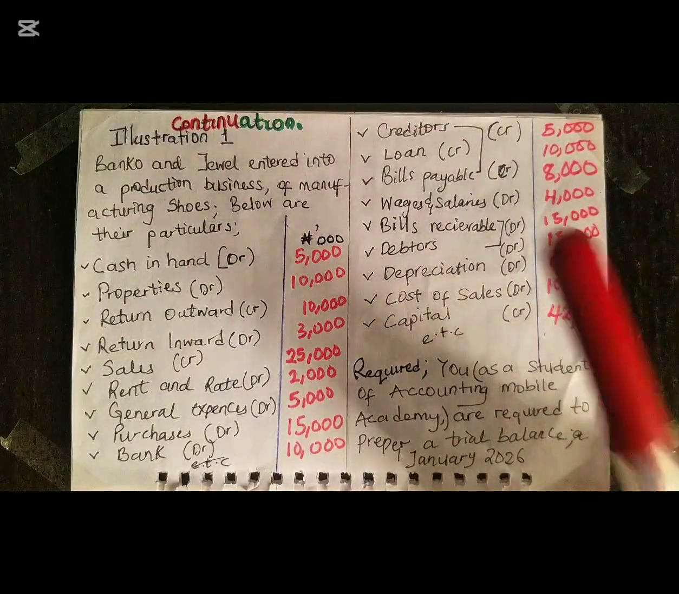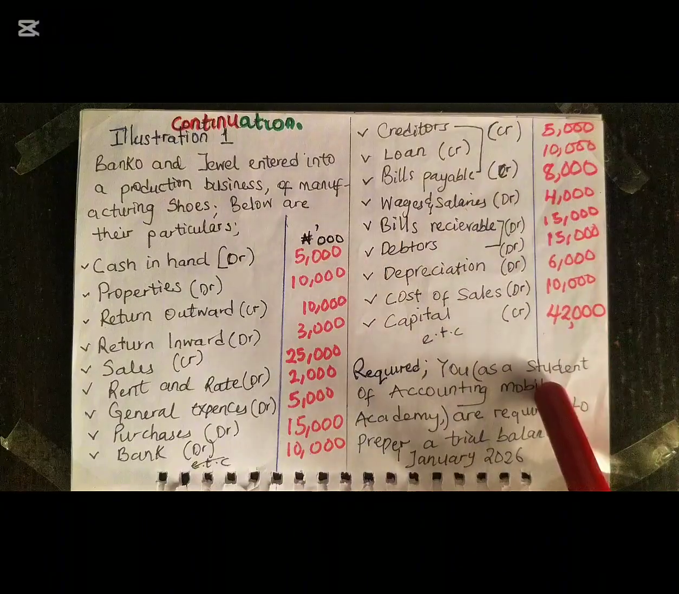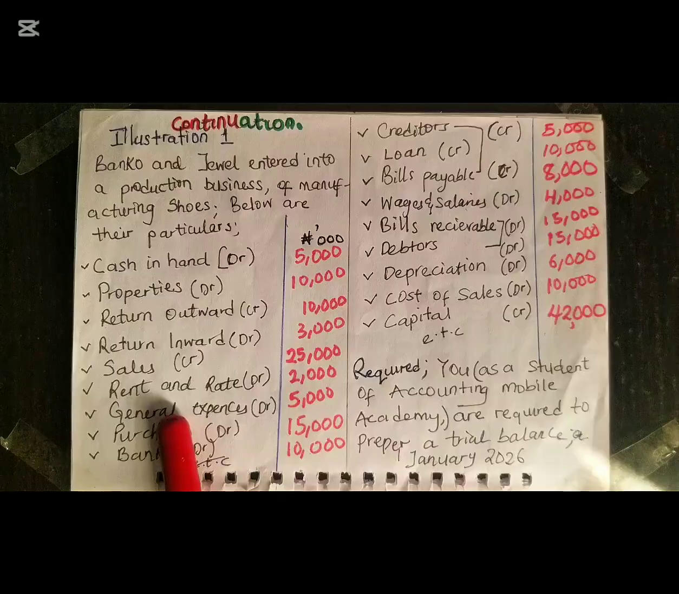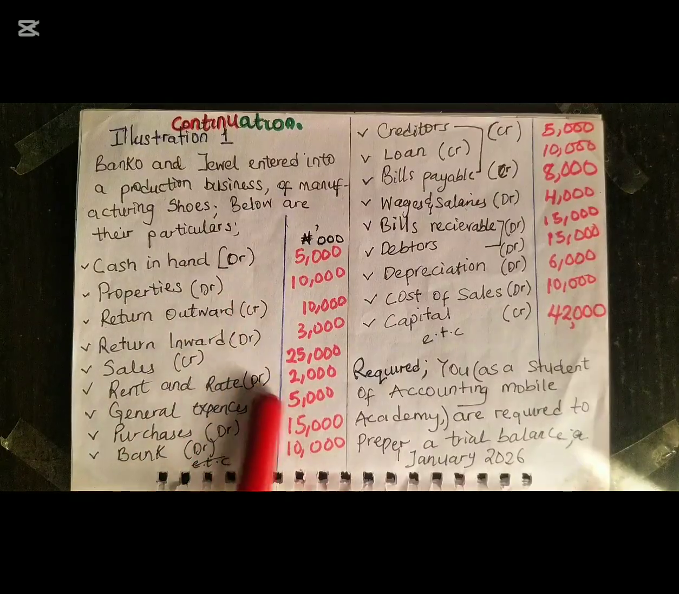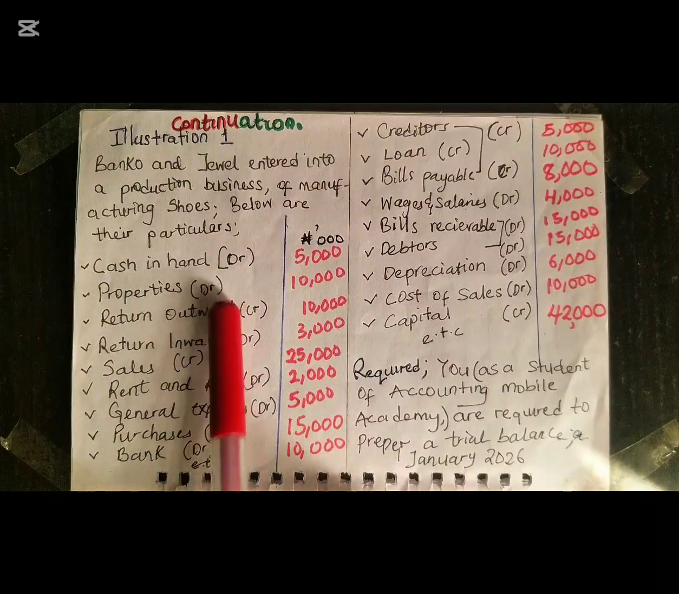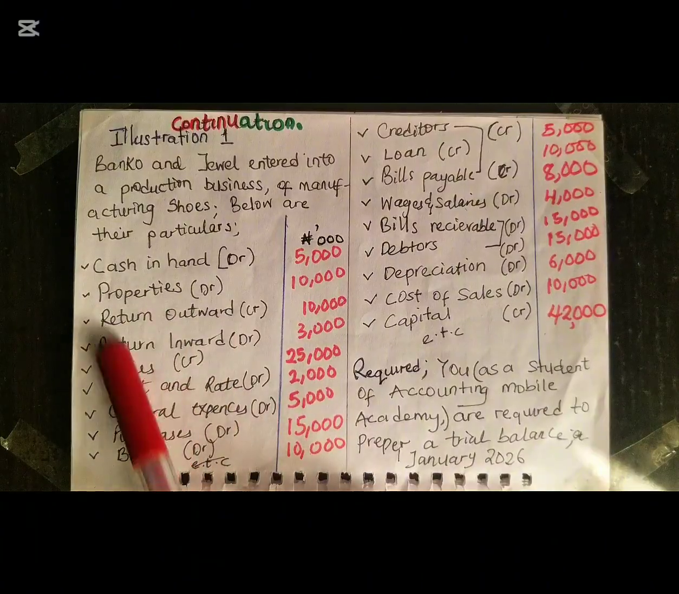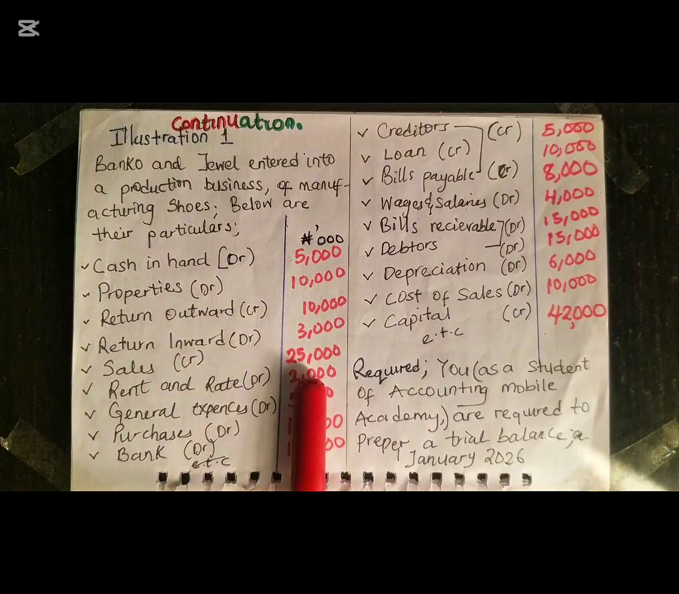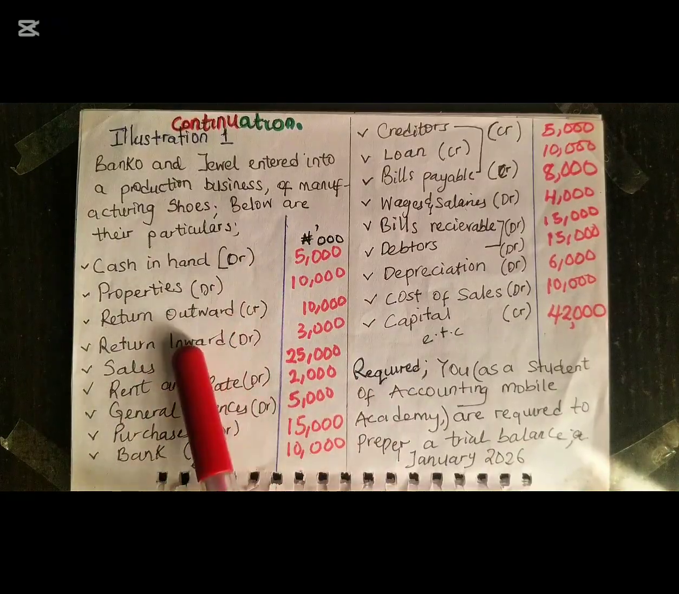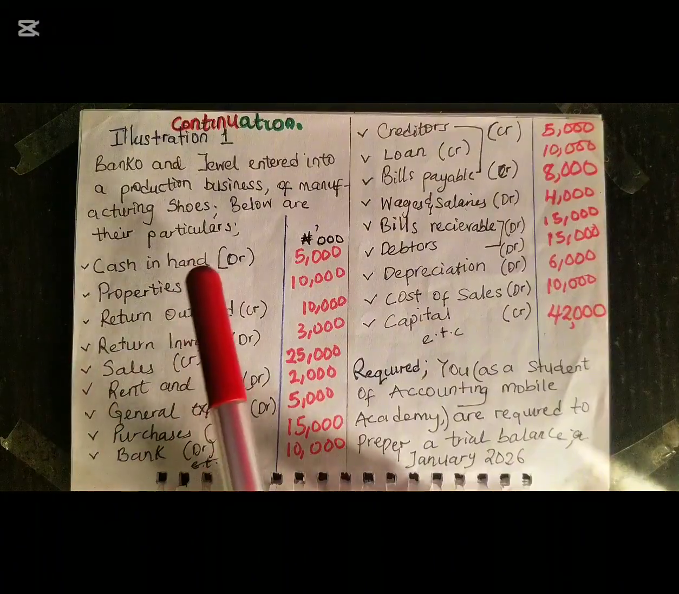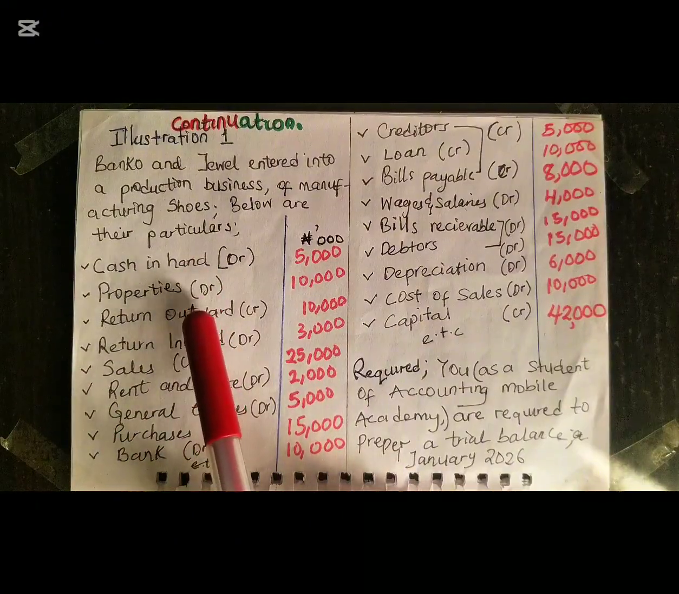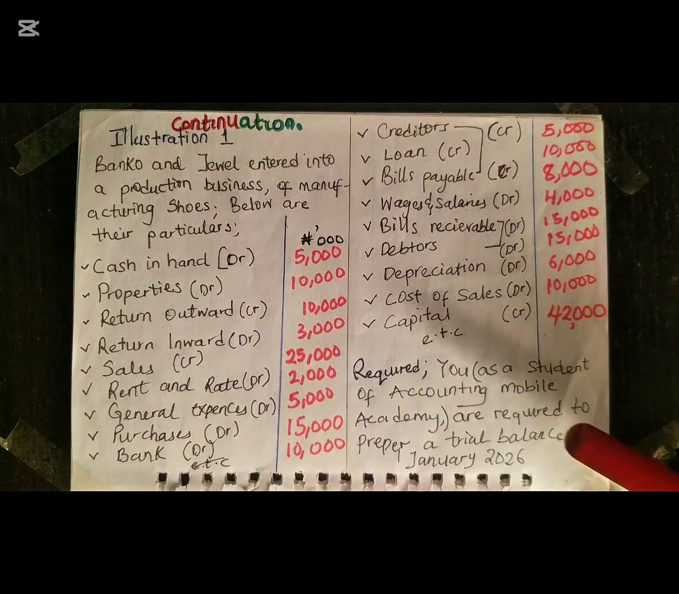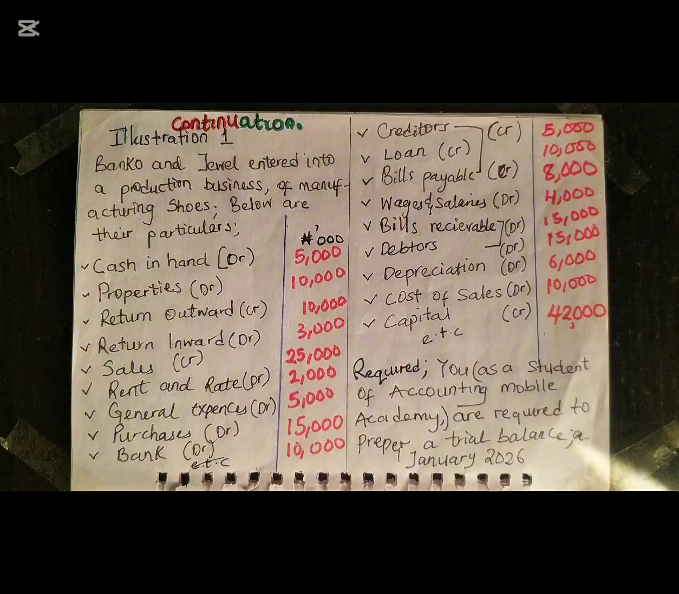Required: you as a student of Accounting Mobile Academy are required to prepare a trial balance as at January 2026. Okay, there is one thing I want to state before we actually start preparing this. All these things that I'm writing here, you will not see in exam, or most times you will not actually see it in exam. They will not be telling you what to do: credit, debit. They will just give you, for example, cash in hand, and give you the amount. Not say prepare trial balance. Do you understand? So I'm just writing this because you are still trying to understand. The next illustration I'm going to do, I'm not going to write all this debit, credit. So now I'm going to prepare the trial balance for Banco and Joel Enterprises.